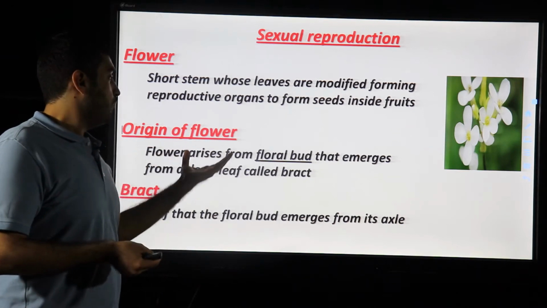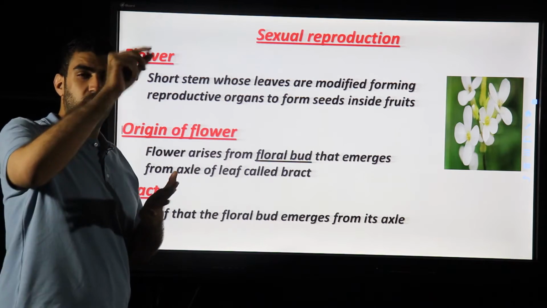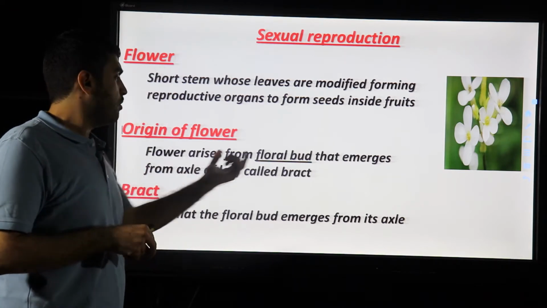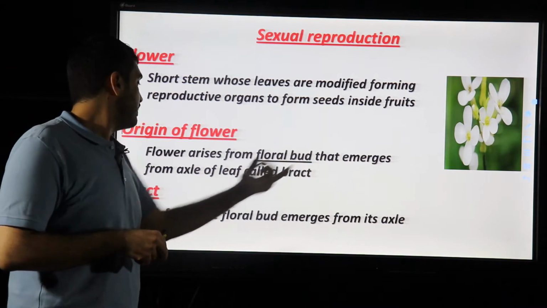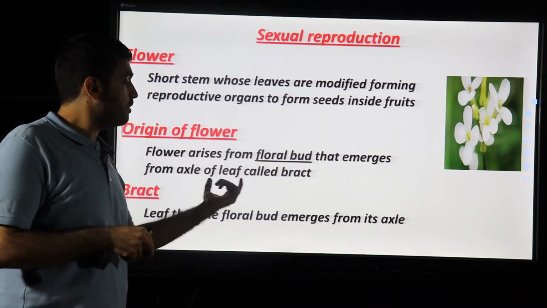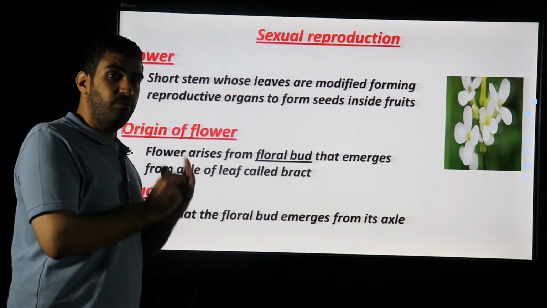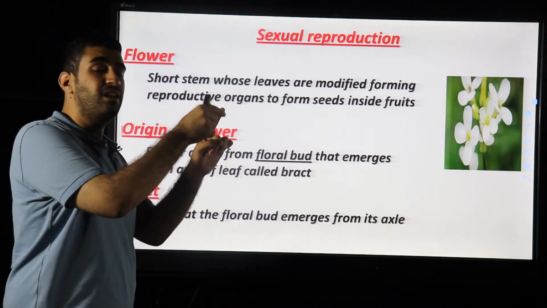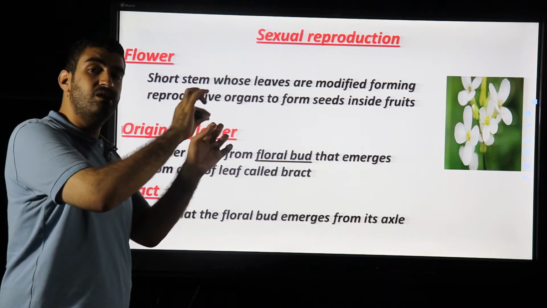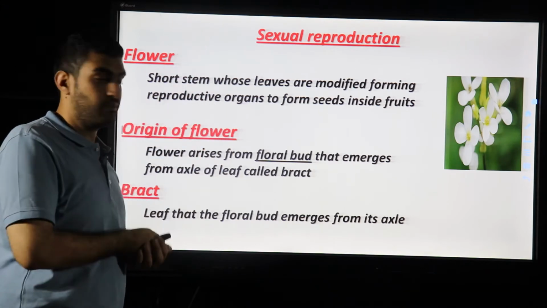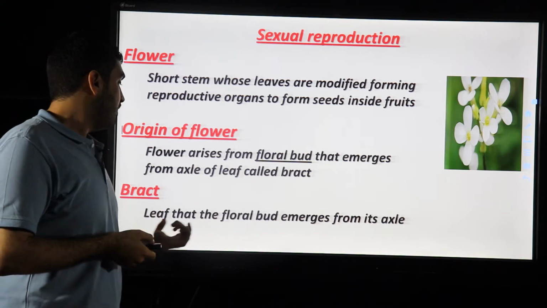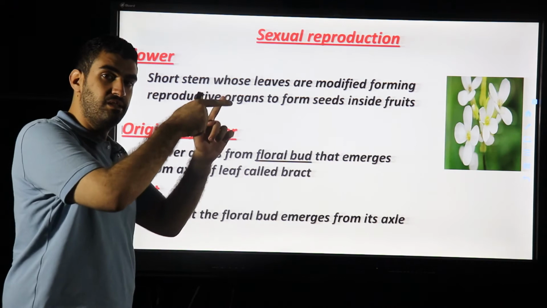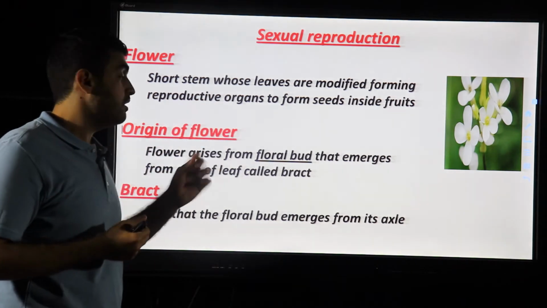The origin of the flower: from which part of the plant does the flower emerge? It emerges from a floral bud that emerges from the axil of a leaf called the bract. A specific leaf has an angle, we call it the axil, and it has a floral bud. From this floral bud, the flower emerges. Bract is a leaf from whose axil the floral bud emerges. Axil is a place, it's not something that we can touch.